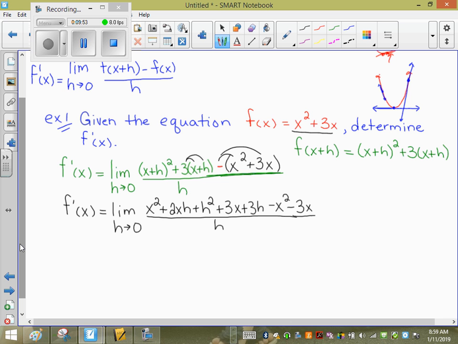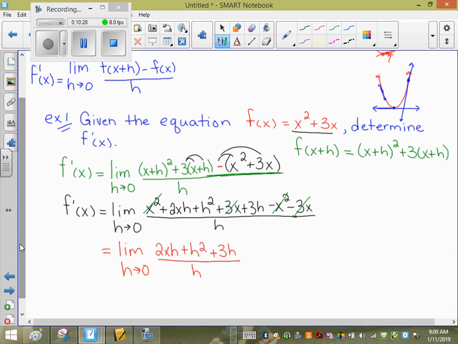Okay? So we have an x squared. It doesn't have an h, but it cancels off with the negative x squared. We have a 3x, which cancels off with a negative 3x, which we're happy about because if those didn't go away, we screwed up. Because ultimately, in the end, we have to be left with just terms with h's. So we can take a GCF of h out. So we have the limit as h goes to 0 of 2xh plus h squared plus 3h over h.